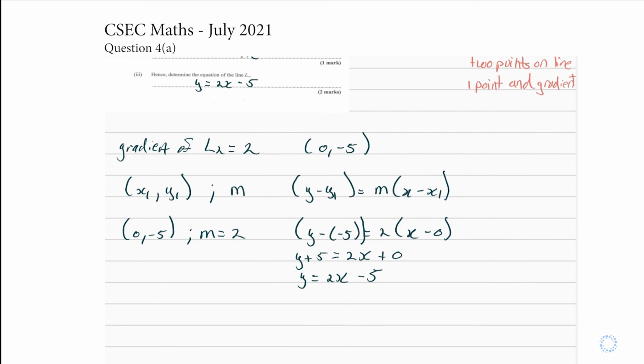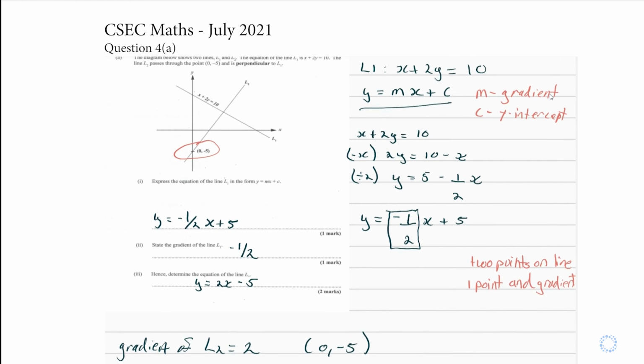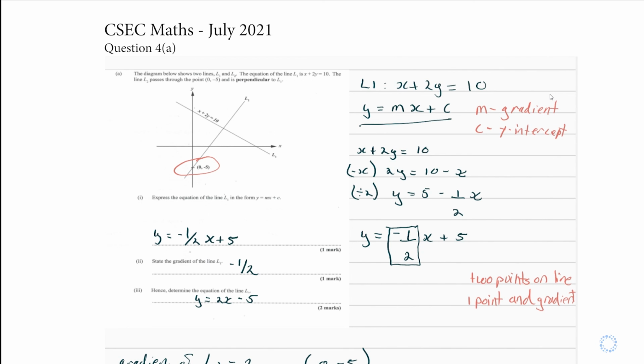And that's the end of this question. So have a look at the solutions again. For the first part, y equals minus 1 over 2 x plus 5. Part 2, minus a half. And part 3, y is equal to 2x minus 5.